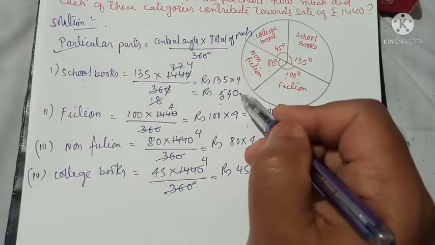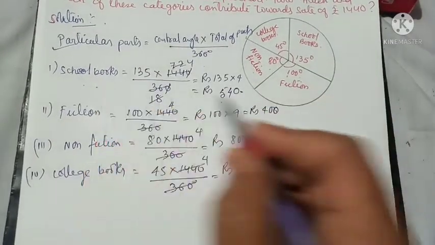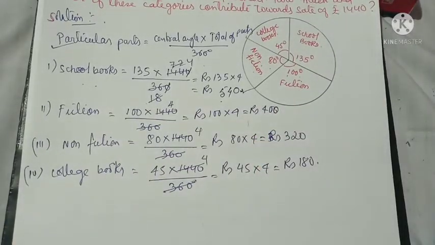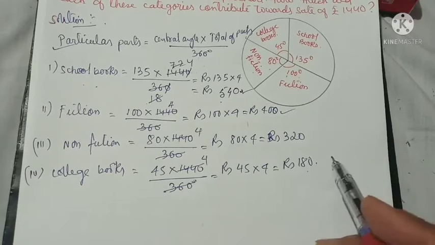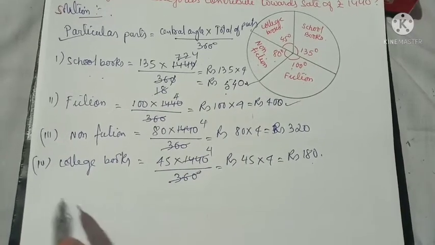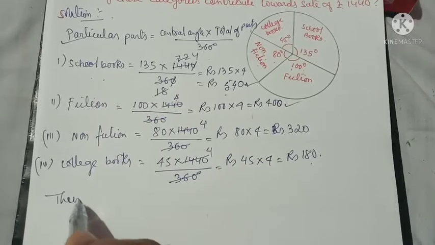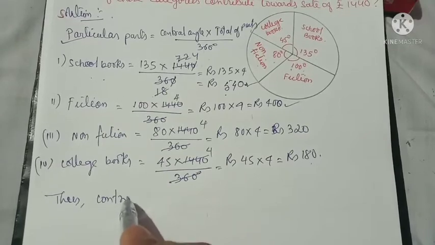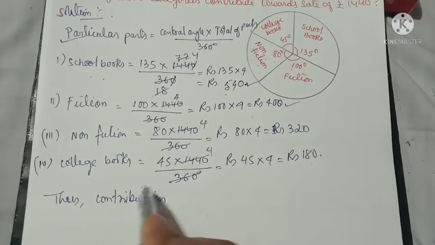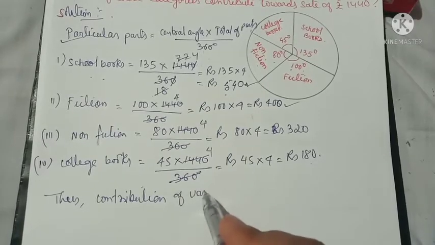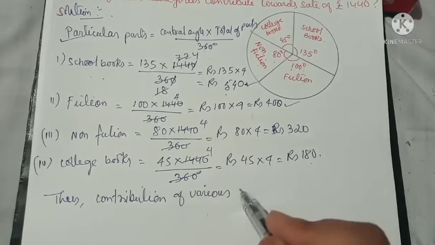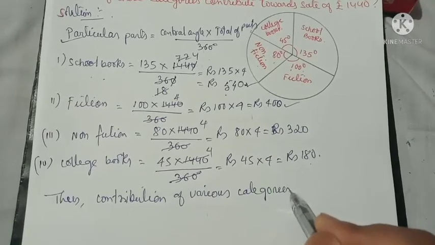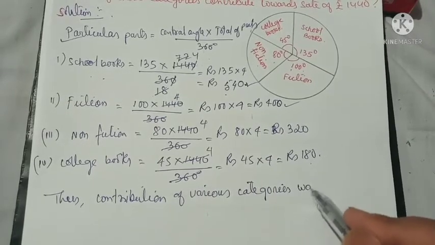These are all the particular parts in rupees: 540, 400, 320 and rupees 180. Now, let's see the contribution of various categories was as follows.